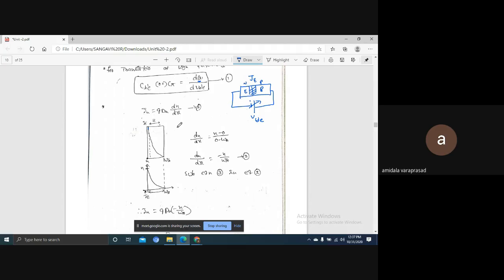Here emitter is N-type. Then the diffusion of the electrons, this is the diffusion current density. Okay, J_n is equal to q into D_n into dn by dx. Now the width of the depletion region I can take as W_B. You can take it as W_B.